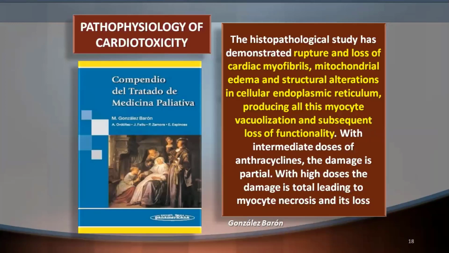The finding, when you have the pathophysiology in cardiotoxicity, as a histological study, is the rupture or loss of cardiomyofibrils, mitochondrial edema, and structural alteration in the cellular endoplasmic reticulum, producing myocyte evacuation and subsequent loss of functionality. That depends on the doses, because when you employ middle or low doses of anthracycline, for example, the damage is partial. But when we use high doses, the damage is total, leading to myocytic necrosis and its loss.